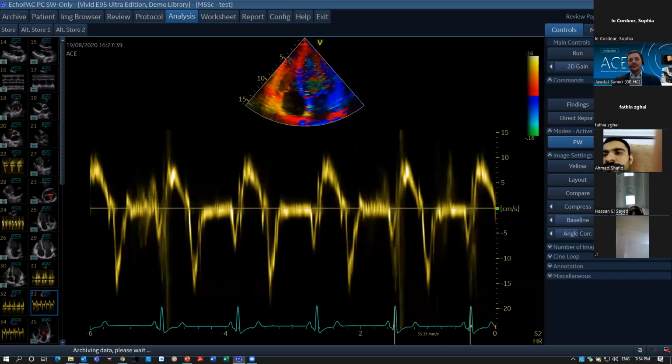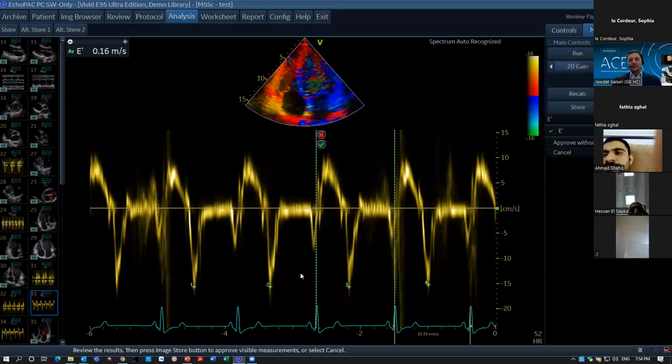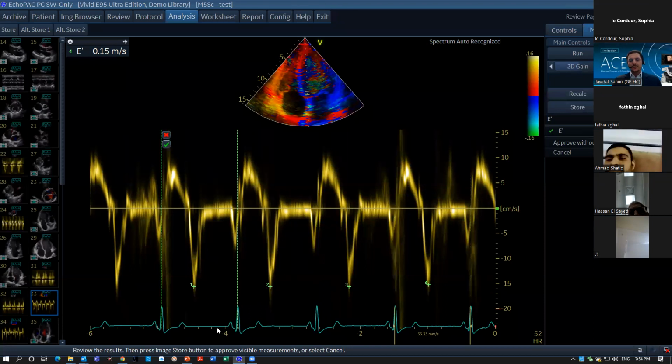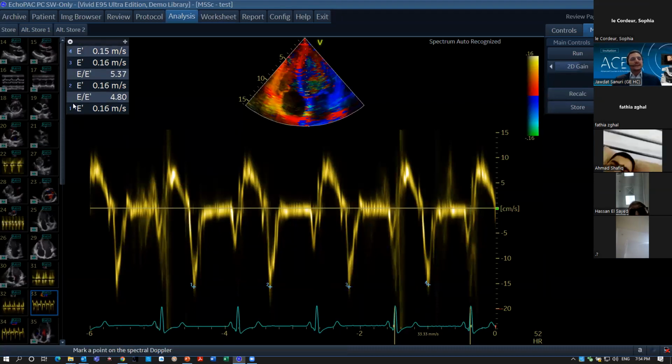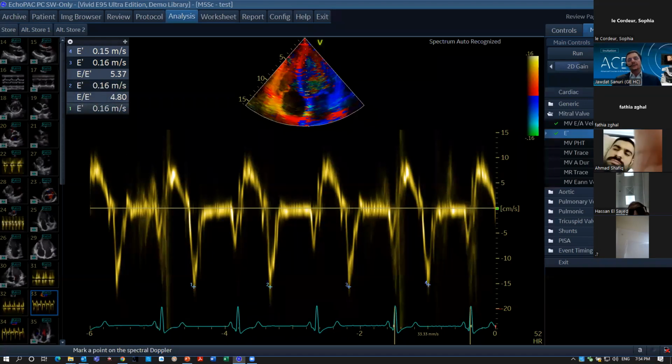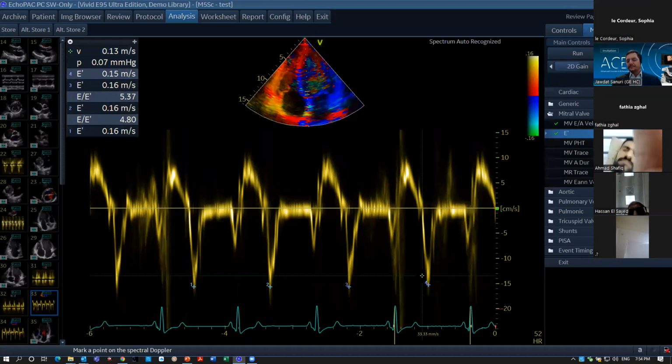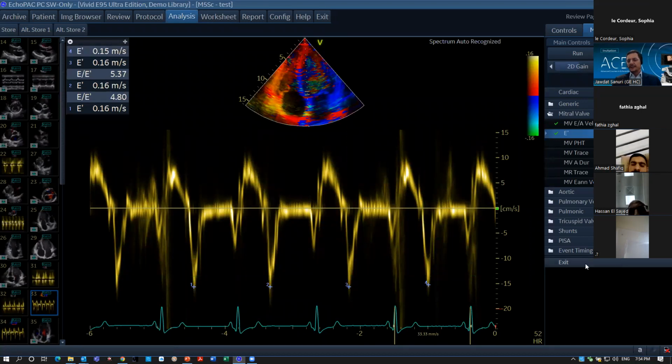Again, if I go to measure, the AI will go to work, and it knows I'm trying to measure E prime, and it measures it 1, 2, 3, 4. And 4 is not because it only measures 4, but because I have 4 complete ECG cycles, and when I approve this, then automatically it calculates E over E prime. Again, if it is above 10, I think, then it's a sign of diastolic dysfunction for that patient.